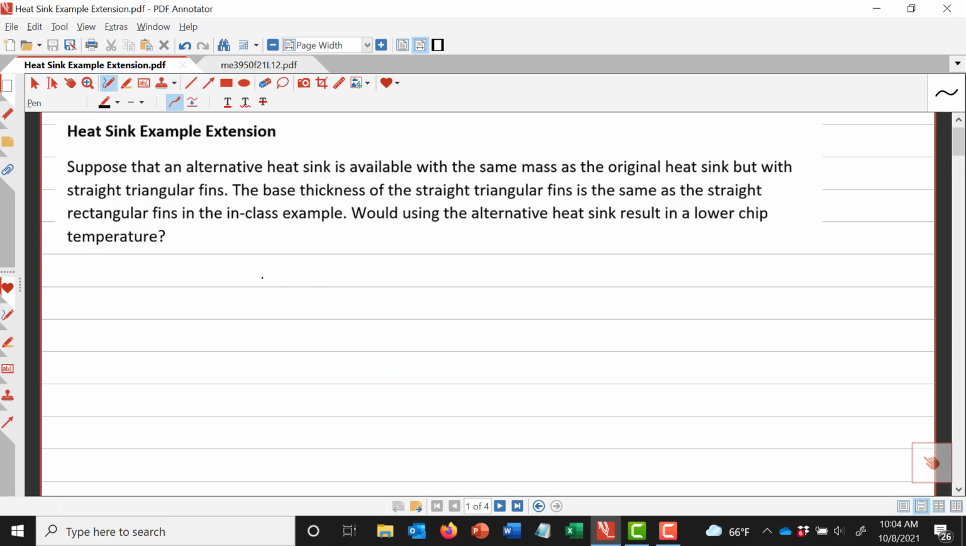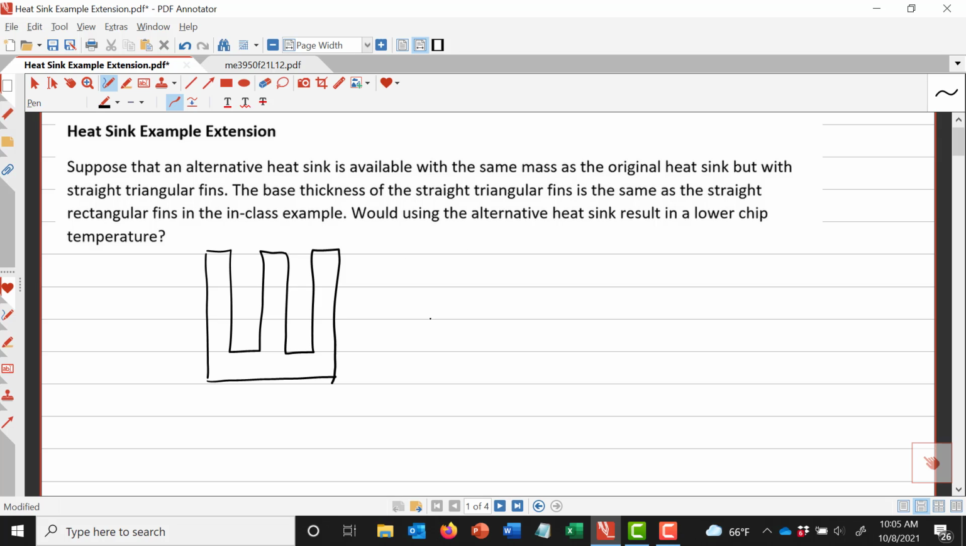So let's go ahead and start by sketching out both of what these heatsinks would look like. The one in class before looked something like this. Again, there were 12 of these fins instead of the 3 that I'm drawing here, but just for simplicity's sake, we'll go with it. And the new one are now triangular, so they look something like this.